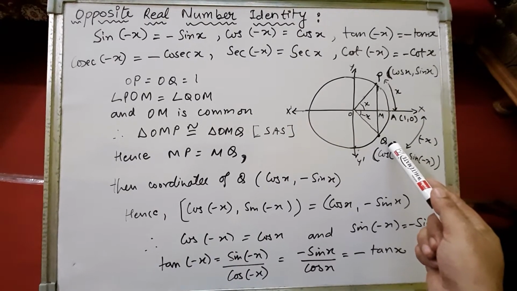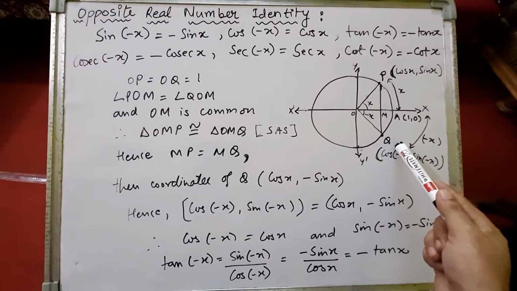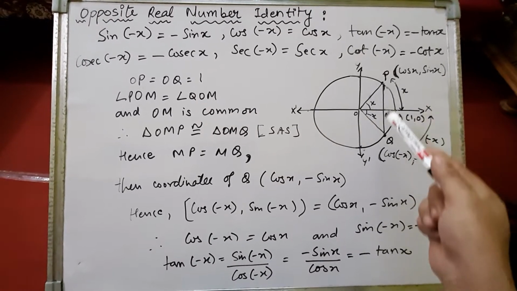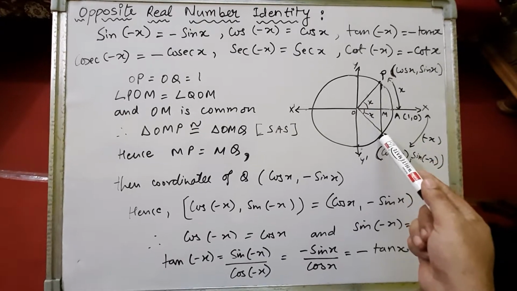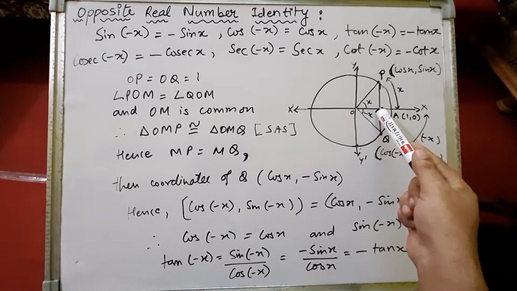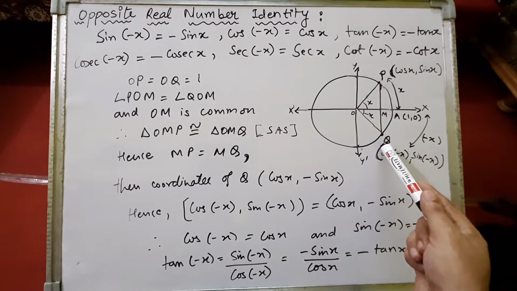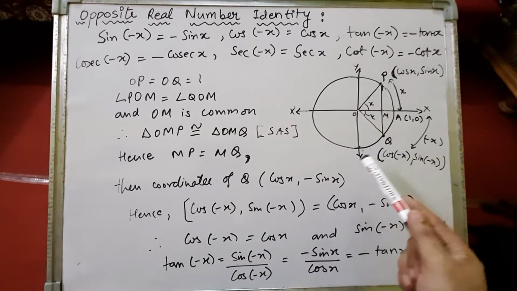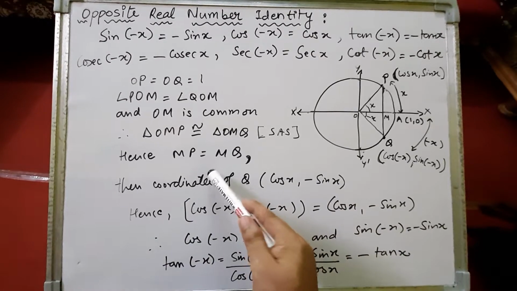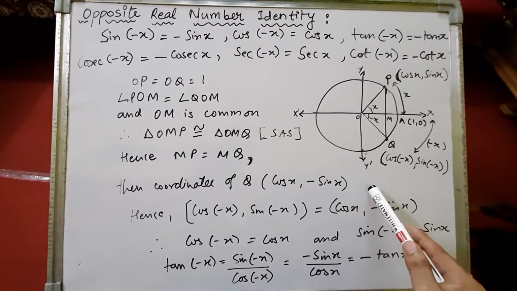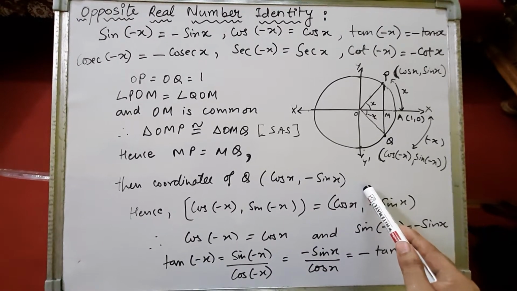The coordinates of Q will be a comma minus b, because Q is on the opposite side of P, below the x axis. So on plotting Q, we have to move on the plus x axis and the minus y axis. Right, children? Understood this much? So the coordinates of Q we will calculate after proving that the sides are equal. The coordinates of Q will be cos x comma minus sin x.